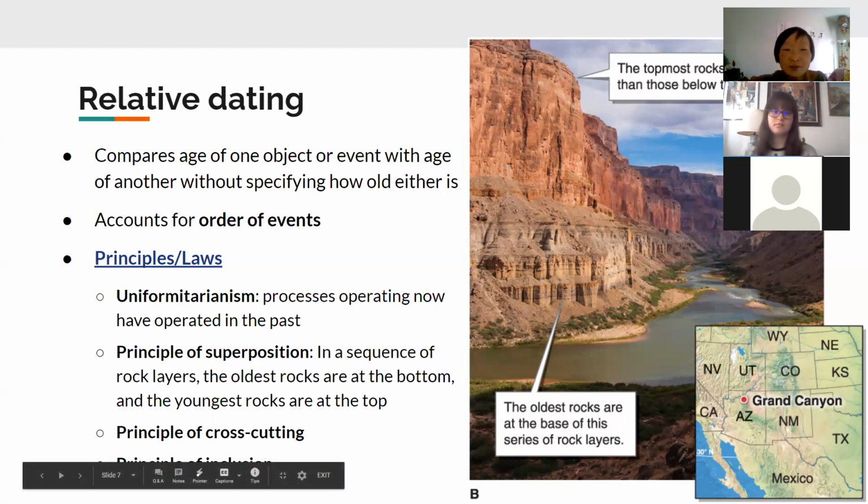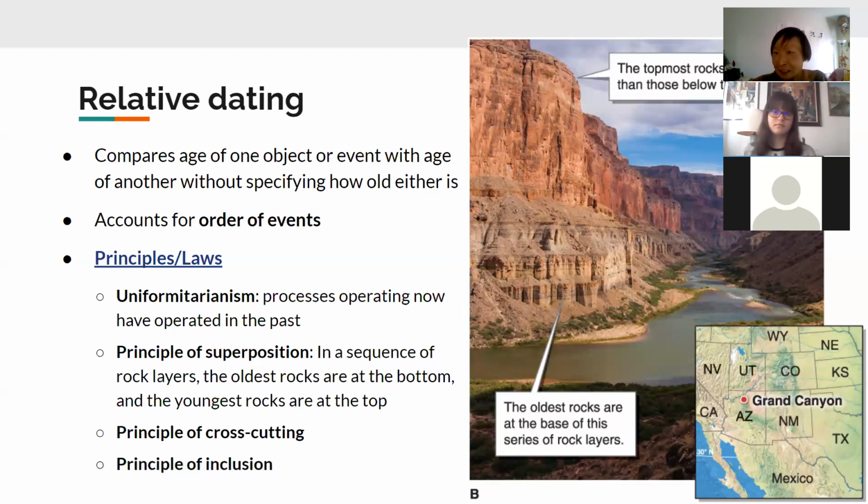It's called uniformitarianism. Uniformitarianism, okay? So it assumes our Earth changes gradually. The processes have been operating in the Earth system. They're always there.